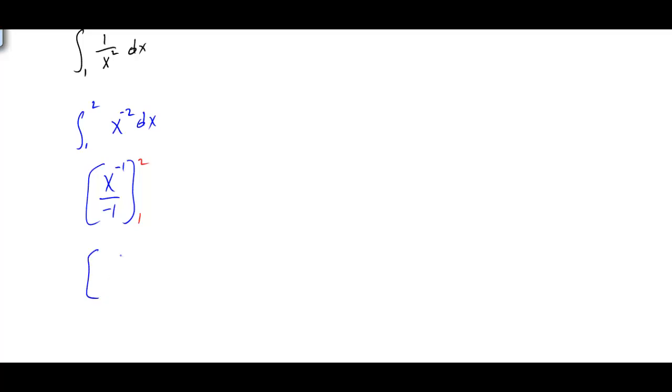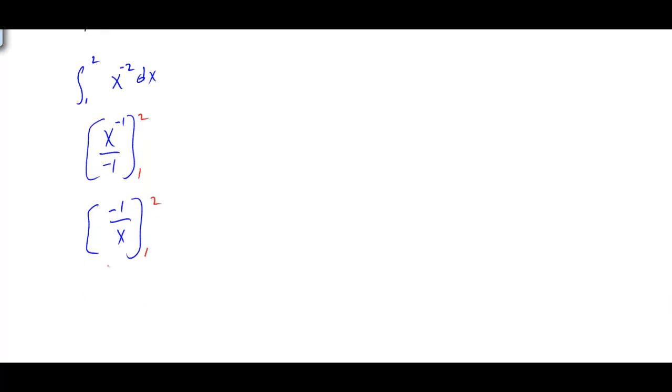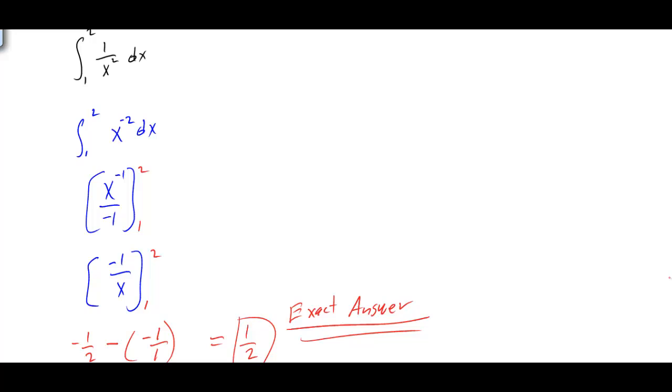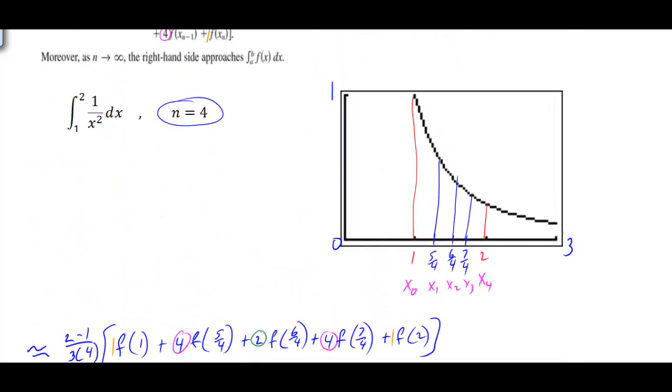So we would have negative 1 over x, make our exponent positive. So now if we evaluate this, plug in our 2, we would have negative 1/2 minus, plugging in the lower limit, a negative 1 over 1. So we really have a negative 1/2 plus 1, so that equals 1/2. And this here is the exact answer. So whereas above we were looking at approximations, if we can actually integrate this, we know that we'll come up with the exact answer. So that gives us the exact area under the curve.